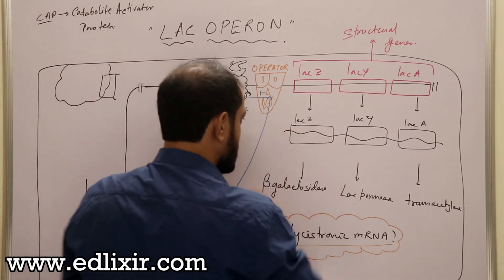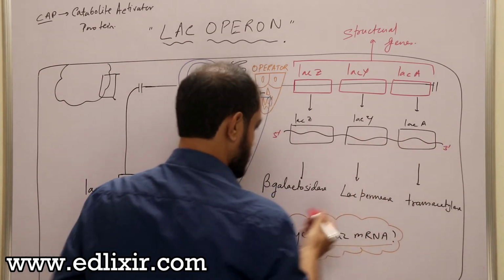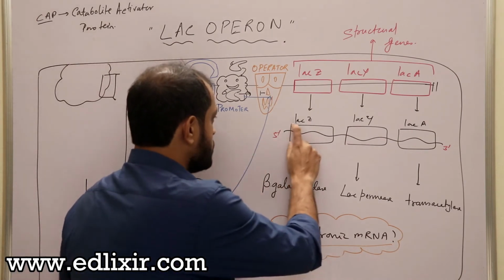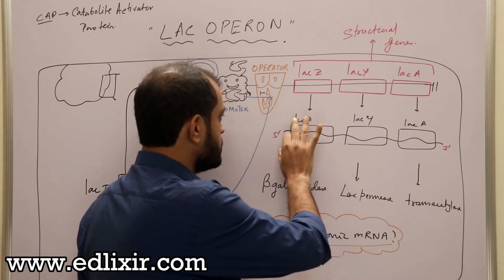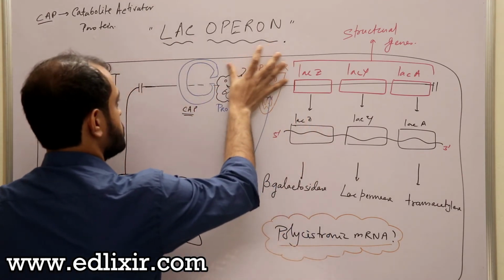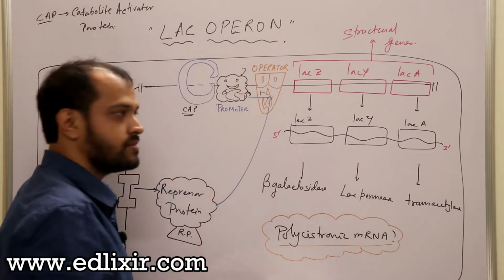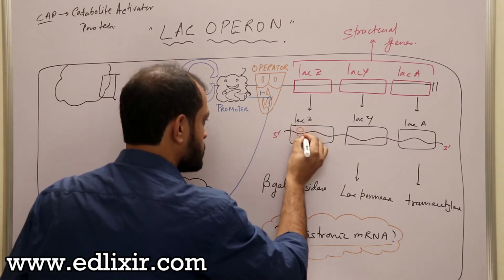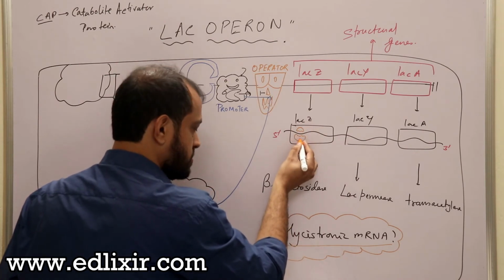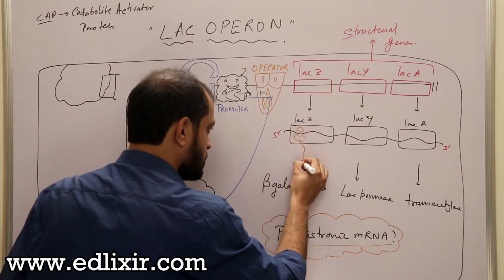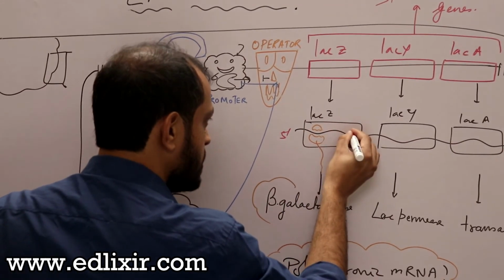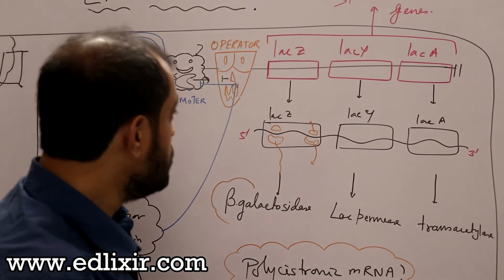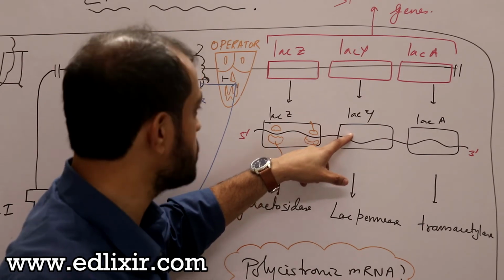Now listen with all your attention. Suppose this is an mRNA, 5 prime, 3 prime. Whenever translation is occurring, suppose this is the small subunit of ribosome and the large subunit of ribosome. Translation is occurring. Proteins are coming out from here, and this protein is beta galactosidase. After translation, these subunits fall off, and new subunits will attach here at the Shine-Dalgarno sequence of LAC Y.